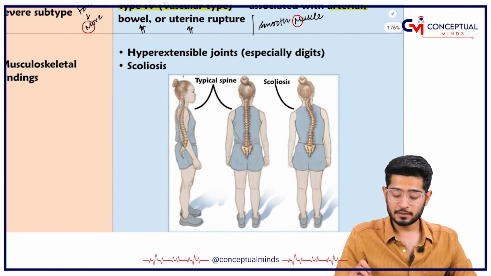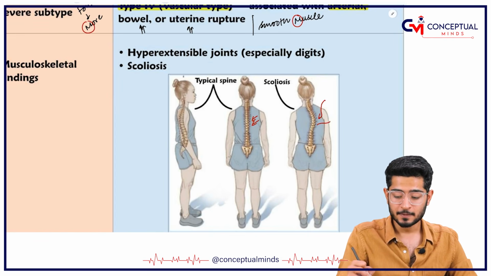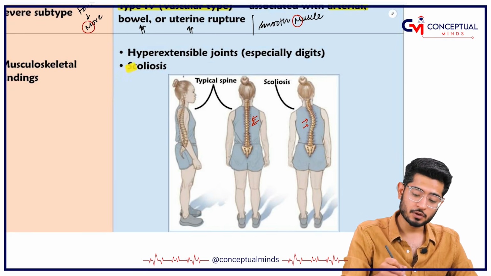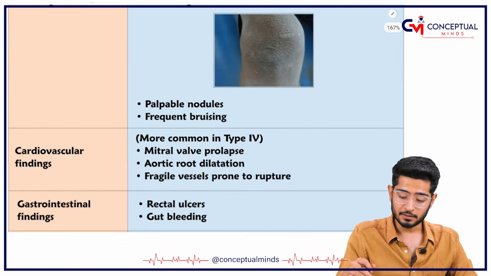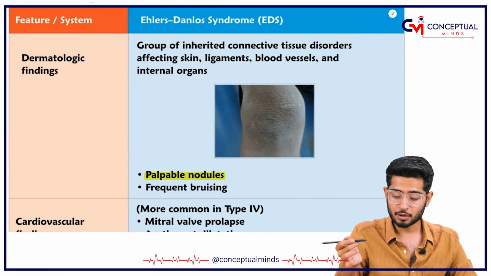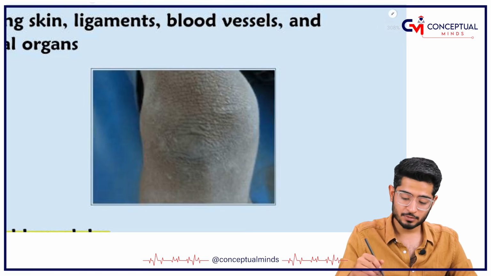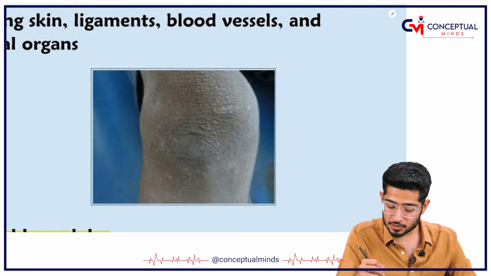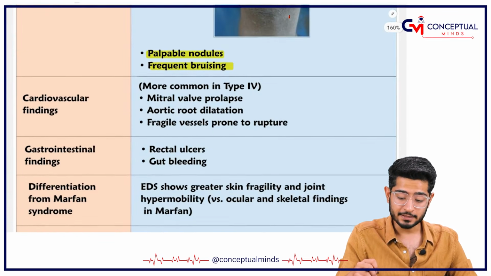Coming on to musculoskeletal findings, can you see this is the typical spine, but since the joints are hyperextensible, these joints are going to have scoliosis. Of course, there will be hyperextensible joints. And what are the dermatological findings? There will be palpable nodules, and of course frequent bruising. I think this is not visible in this picture, but one or two might be visible.